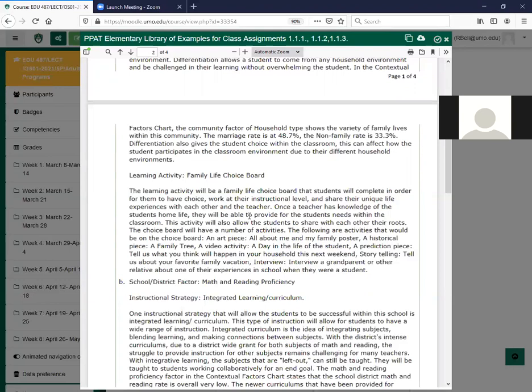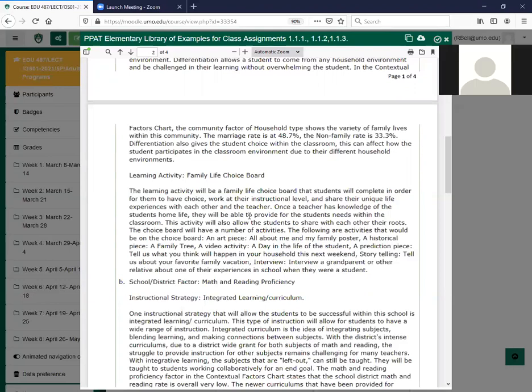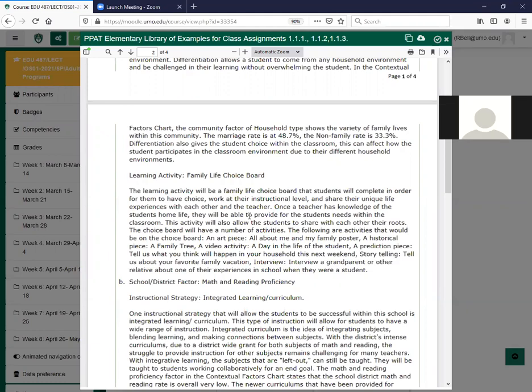So if the students can select an activity that best suits them in this particular write-up, the Family Life Choice Board, then that helps to further their learning. Does everybody understand that? Can you see how that helps to further the student learning? Okay. Yes, ma'am. Does the candidate connect one chosen school district factor to an instructional strategy?